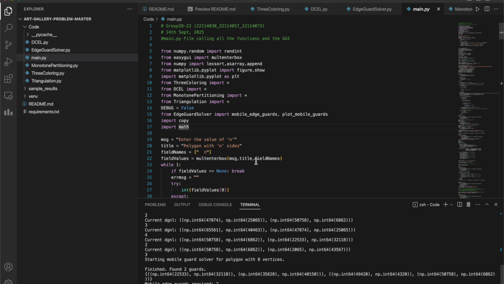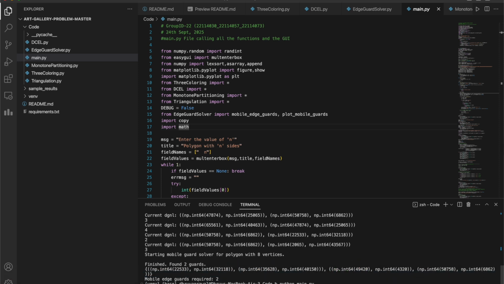In our system we have not only implemented the traditional vertex guard solution, but we have also extended it to a more advanced version, the mobile guard problem, where the guards can move along the edges or diagonals of the polygon. This allows us to reduce the number of guards in many cases. So first, let's have a simulation run of our code.